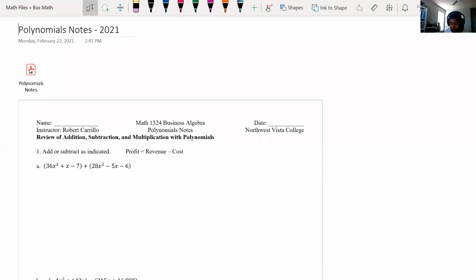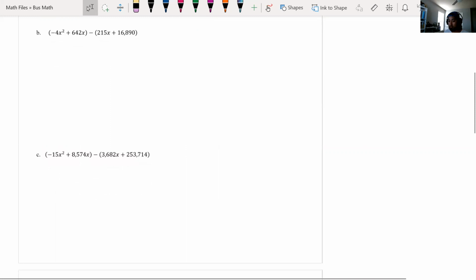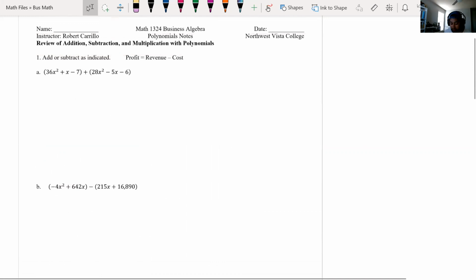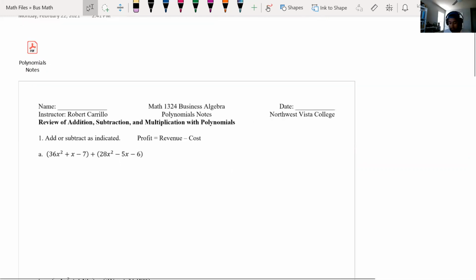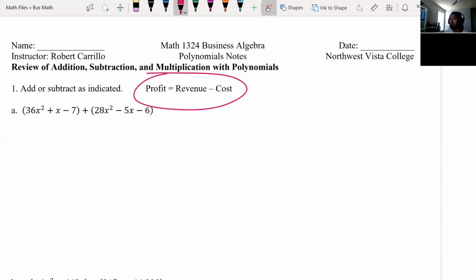Okay, so these notes are just about polynomials: how to combine like terms, multiply, add, and subtract polynomials. The reason we do this is because once we start getting into chapter 2, we're going to come across profit, revenue, and cost functions. The formula to make a profit function is the revenue function minus cost. So you would take the revenue function, subtract cost, and you would be subtracting two polynomials. So this is what we're doing today.